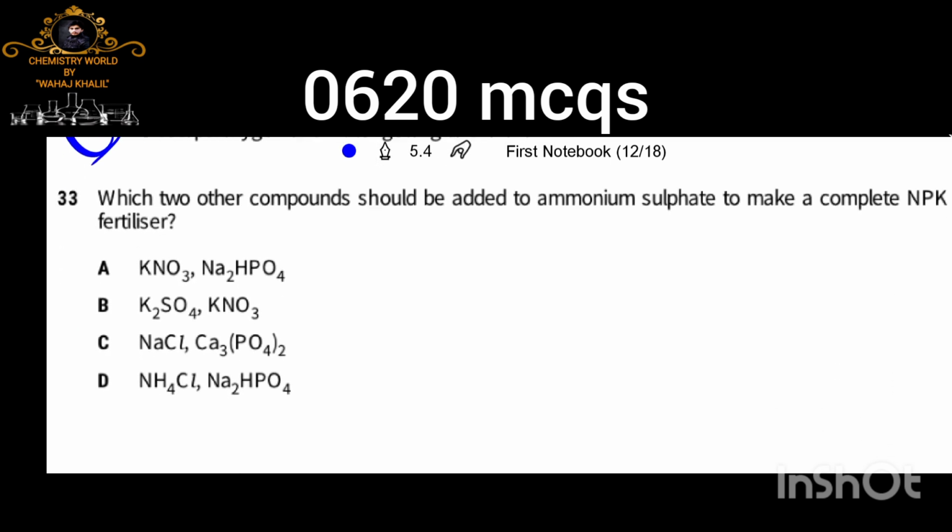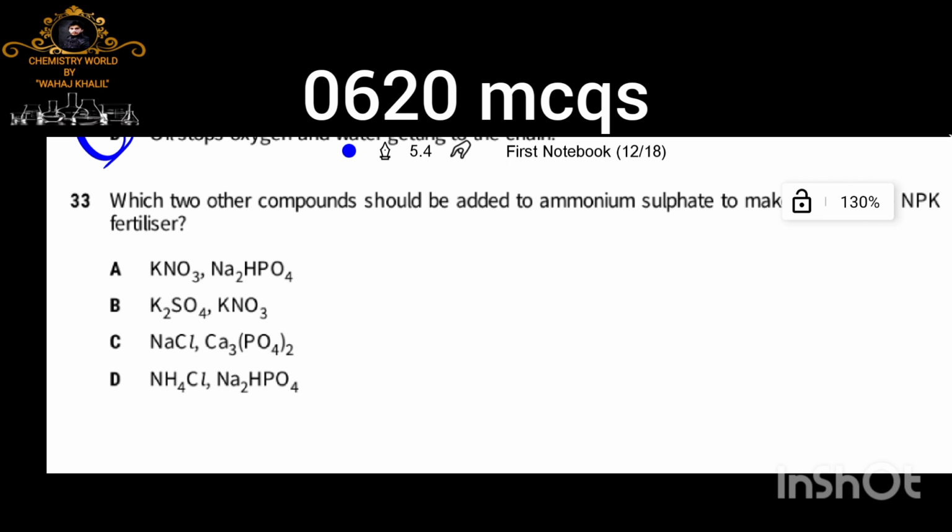Which two other compounds should be added to ammonium sulfate to make a complete NPK fertilizer? When we study fertilizers, we learn that KNO3, potassium nitrate, and Na2HPO4 are used to complete this. So option A is the right one.